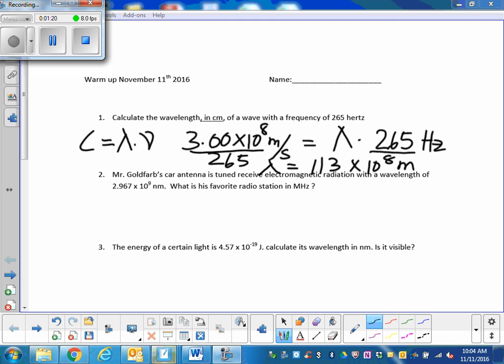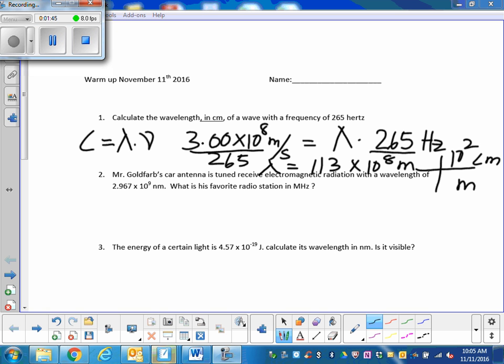They want, this is in centimeters? Yeah. So this right now is in meters. You have to convert it to centimeters. So meters to centimeters, 10 to the 2 centimeters makes a meter. Yes or no? 100 centimeters makes a meter. Yes.